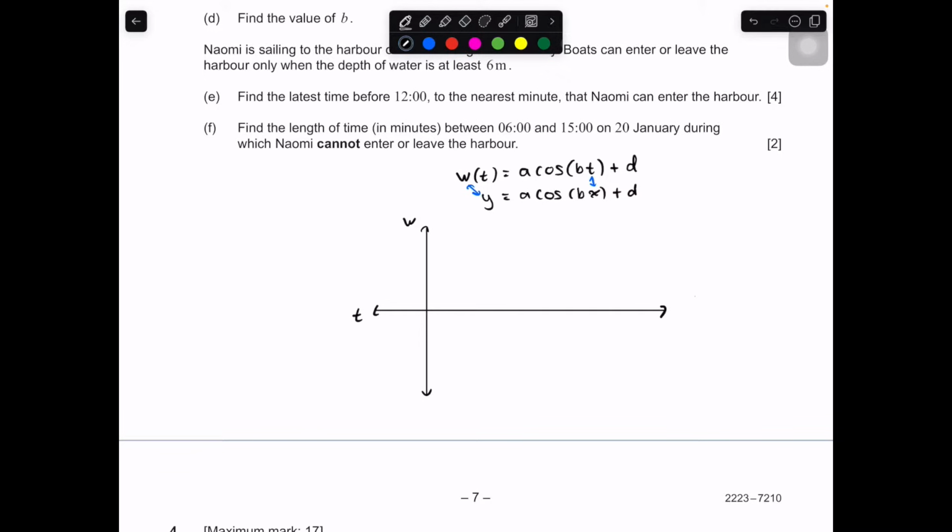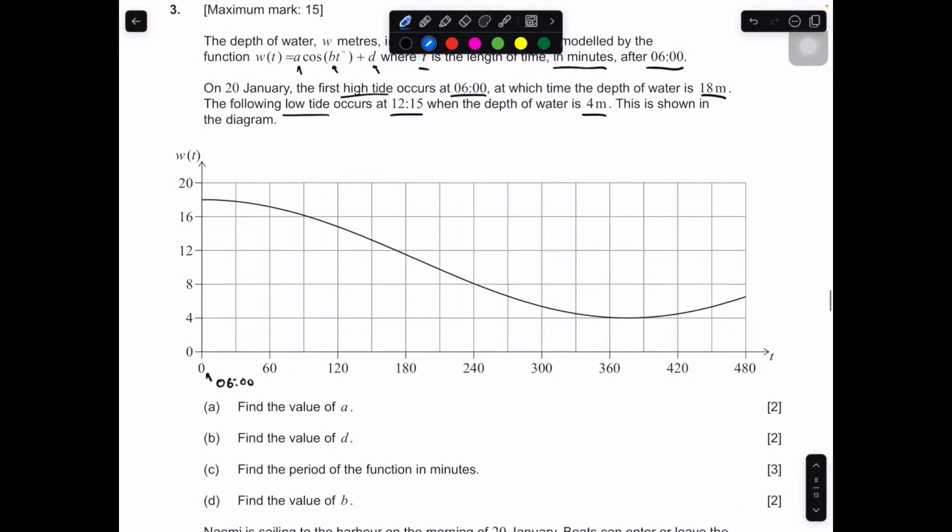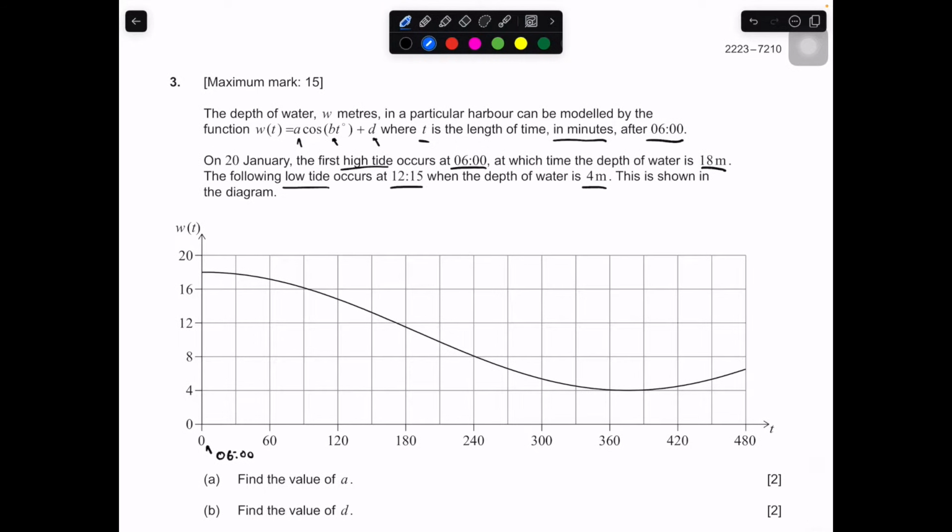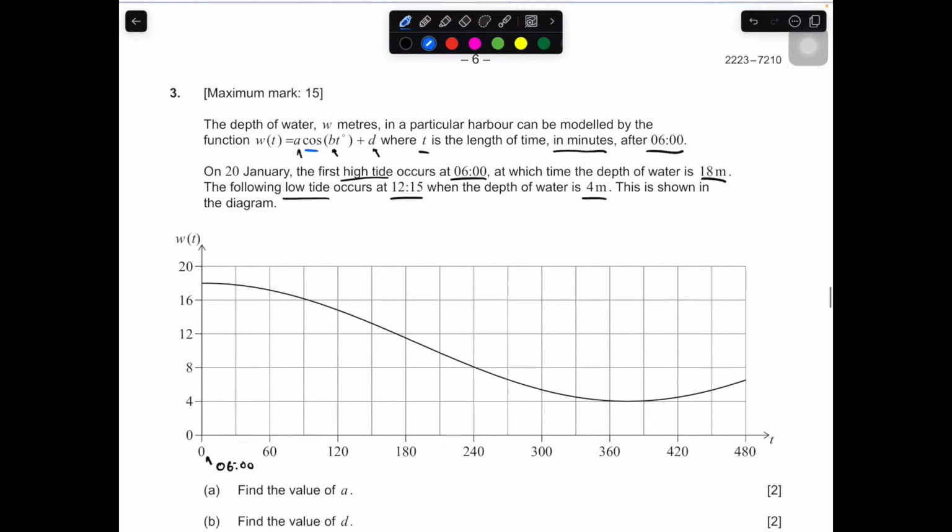Okay, so we have 2 functions. In the IB, they'll always give us the function. They'll always tell us it's a cosine or a sine function.